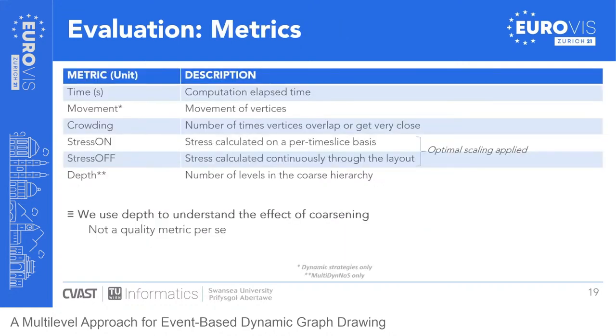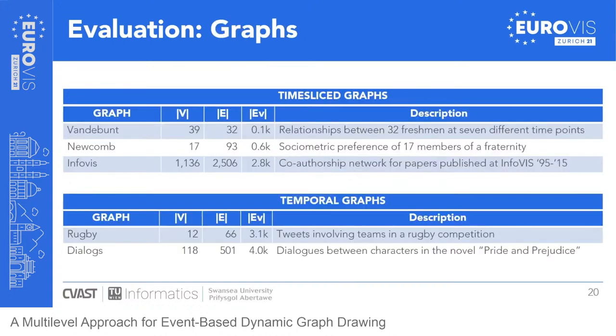These are the quality metrics that we use to competitively evaluate the quality of the layouts. Specifically, stress on and stress off are computed after optimal scaling is applied. Depth is not a quality metric per se, but can be used to understand the effect of coarsening on the final layout quality. More details about the choice of the metrics and the scaling are available in the paper. These are the graphs that are used in our evaluation.